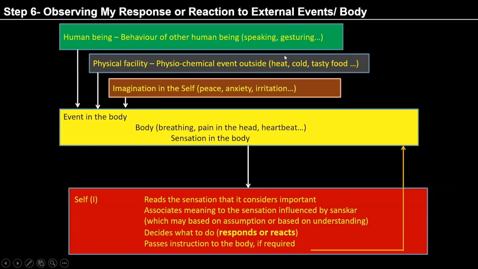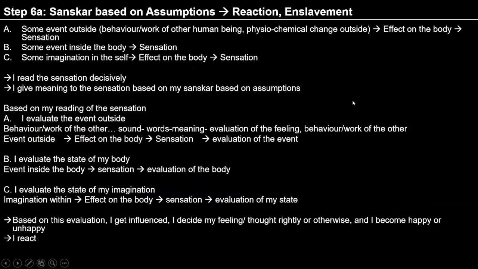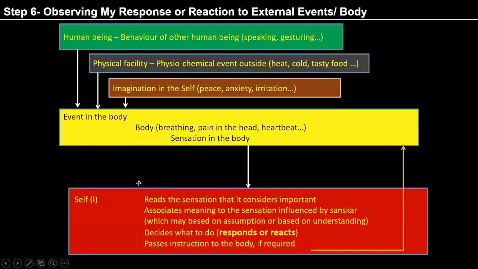In step five, we have seen, we are trying to observe the sensation happening in the body, and we are trying to observe the source of these sensations. These sources may be due to human behavior, physical facility, physiochemical events, or imagination in myself, that we discussed in step five. Due to these sources, there are sensations in my body, and I decide to read those sensations if I consider them important. I associate meaning to the sensation influenced by my sanskar. These sanskar may be based on assumption or based on understanding. On the basis of that, I decide to respond or react.